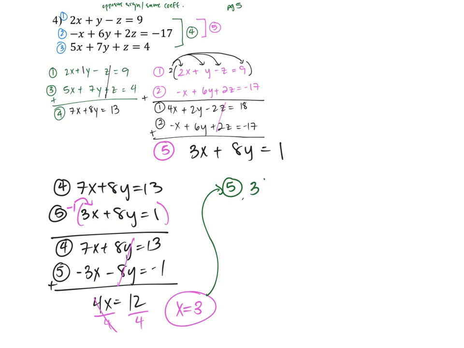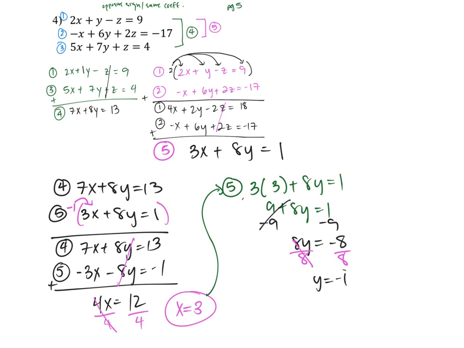So I know what x is. x is 3, so 3 plus 8y equals 1, where I've plugged my 3 into this equation. Let me work this out. 3 times 3 is 9, plus 8y equals 1. If I subtract 9, that cancels, so I have 8y equals -8, since 1 plus -9 is -8. And then if I divide by 8, y is equal to -1.